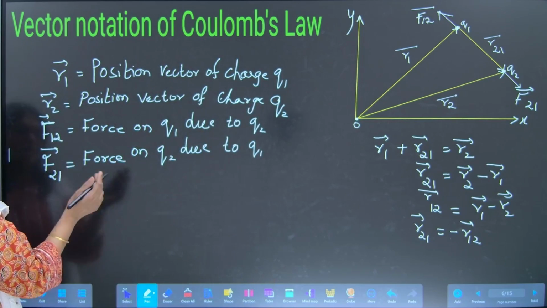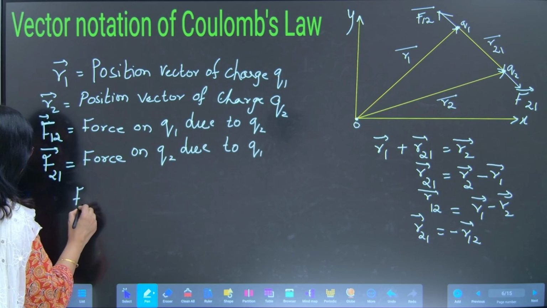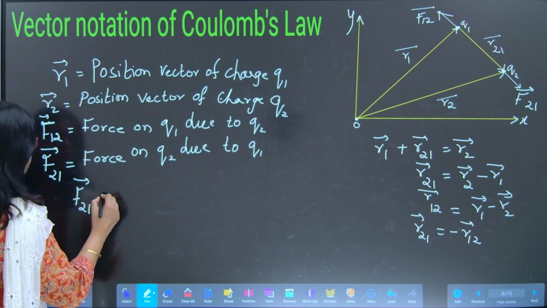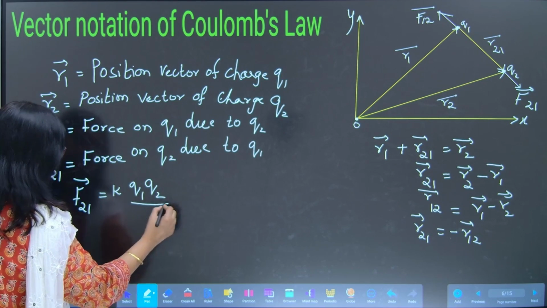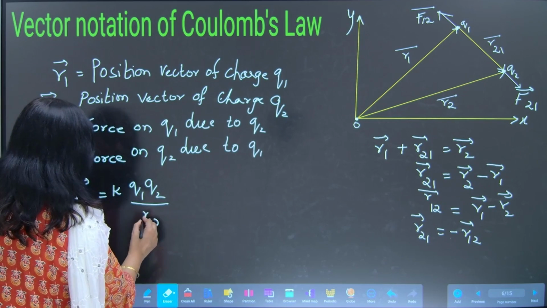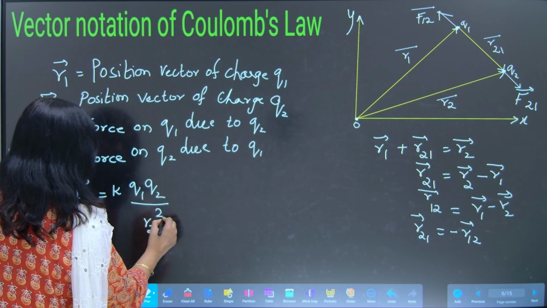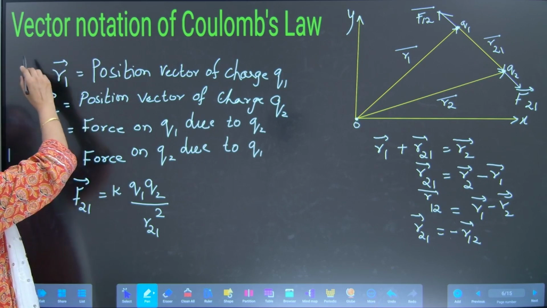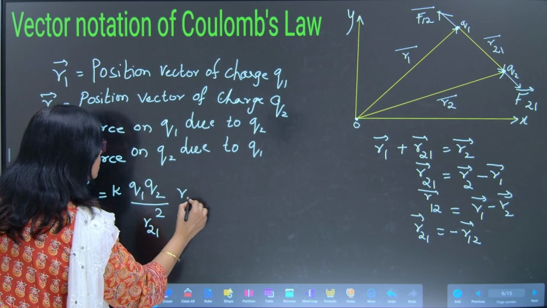According to Coulomb's law, as we formulated in the previous video, F21, as I said, is the force on Q2 due to Q1, and can be written as K Q1 Q2 upon R21 square. Now our work is to write down the direction of this vector according to the vector notation. So how do I write the direction of F21? I just write here R21 cap.